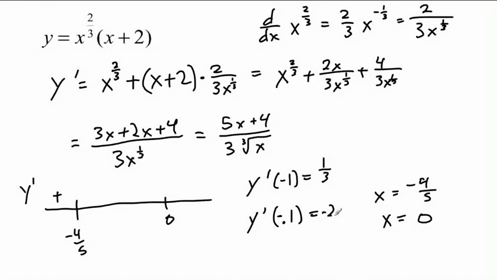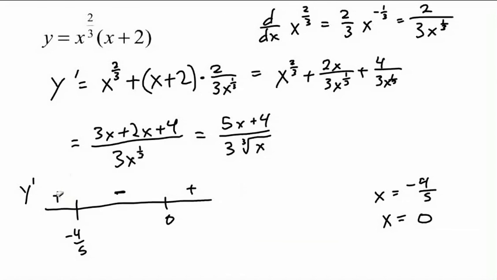So that's negative 2.5. I'm going to plug 1 into my derivative. If I plug 1 into my derivative, I get 5 plus 4, which is 9, all over 3. So 9 over 3, or in other words 3, that's going to be positive. So it goes positive, then negative, then positive.